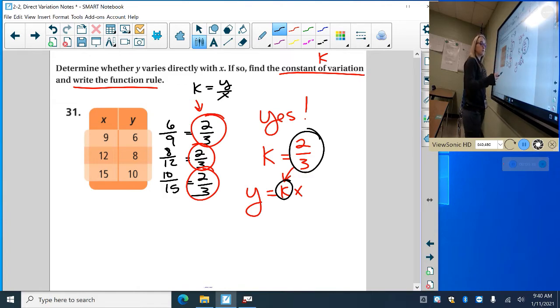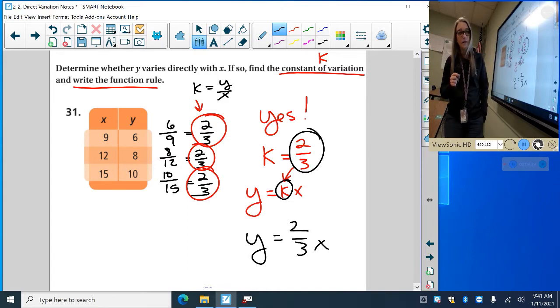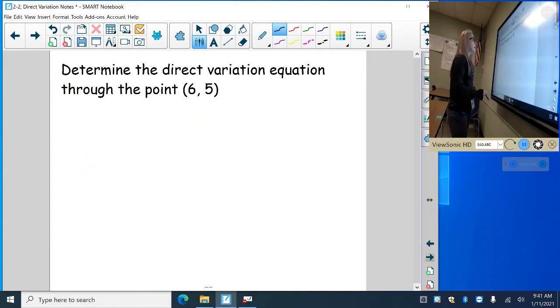So the function rule is going to be y equals 2/3 x. And you are going to have to do this again, so make sure that you understand this. We're going to do another example. Determine the direct variation equation through the point (6, 5).